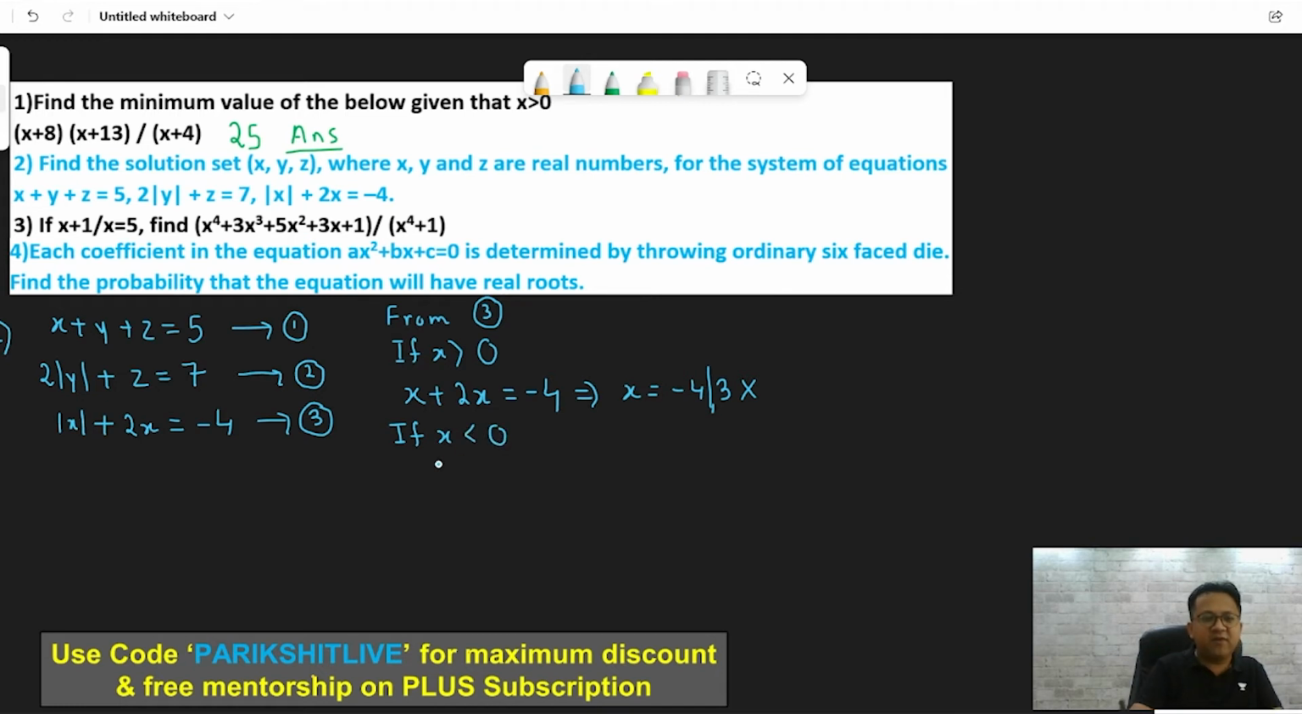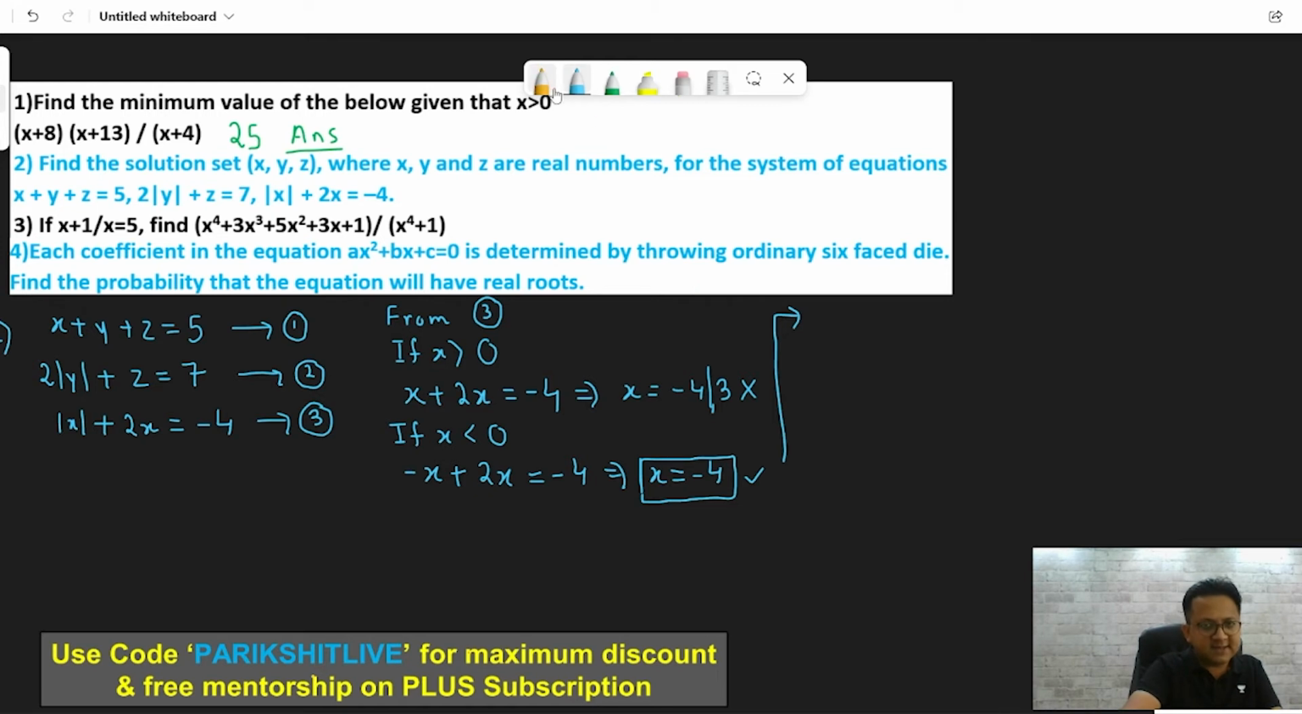Next, the second scenario, and the only possible scenario in that case, would be if x is less than 0. If x is less than 0, when the modulus opens up, you would have a negative x, minus x, plus 2x. Remember, don't make it minus 2x. This is not modulus, so this would remain 2x equal to minus 4, or x is equal to minus 4. Is this possible? Absolutely. Why? Because you said x is less than 0, and in this case, x is actually less than 0.